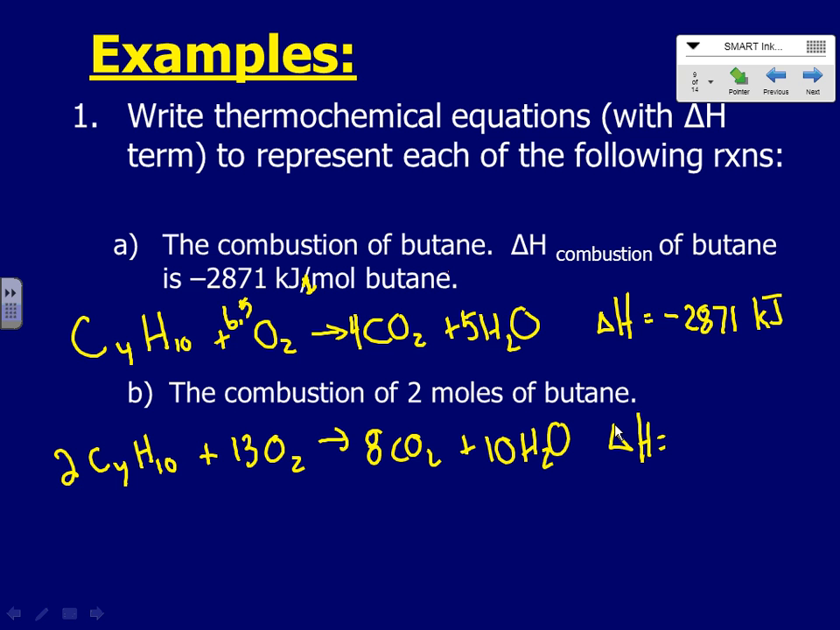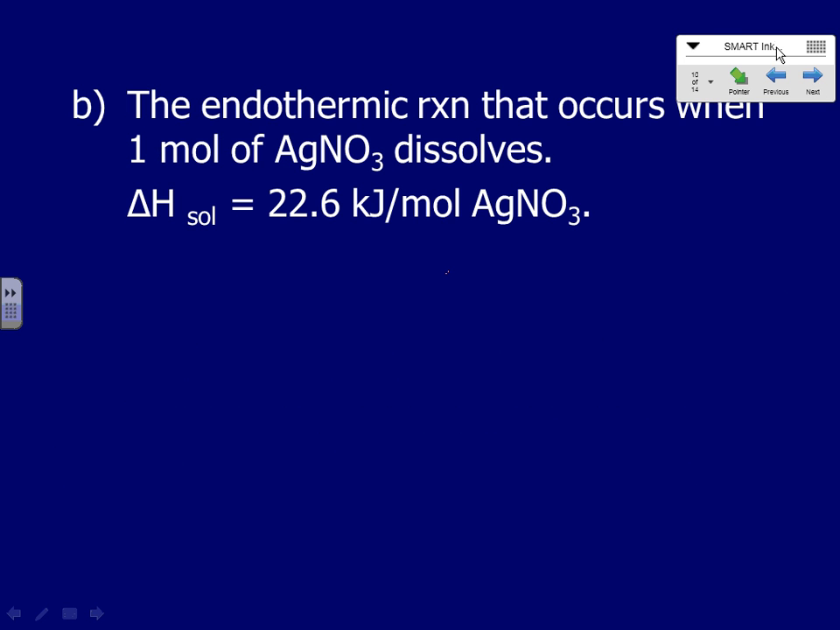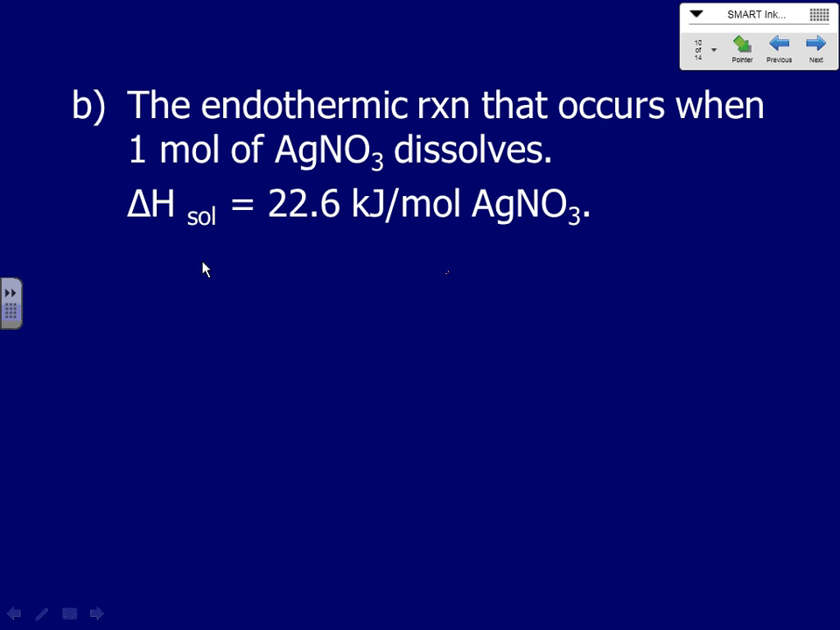So get in my calculator, 2,871 times 2, 5,742 kilojoules. Nothing complicated about this. If I want 2 moles of butane, I double everything up. I double the energy as well. Okay? All right. Let's look at another example.